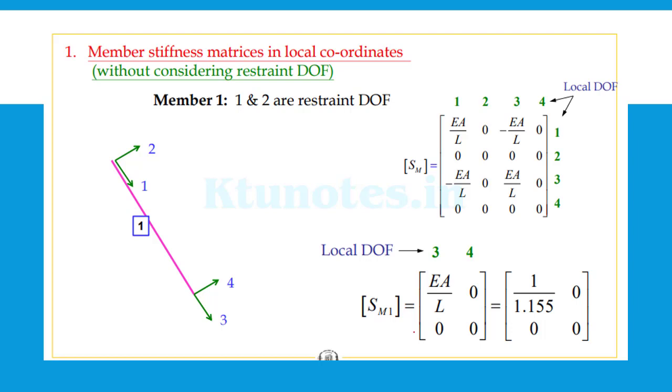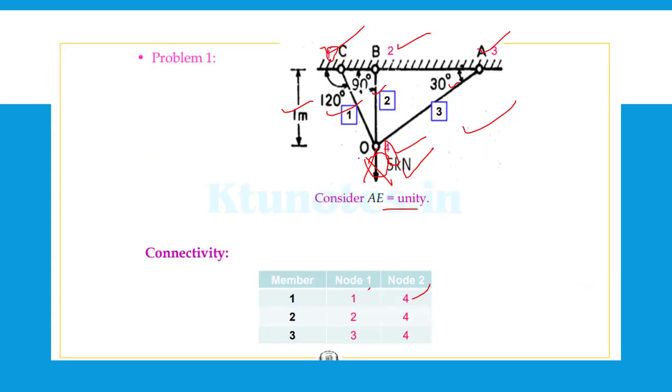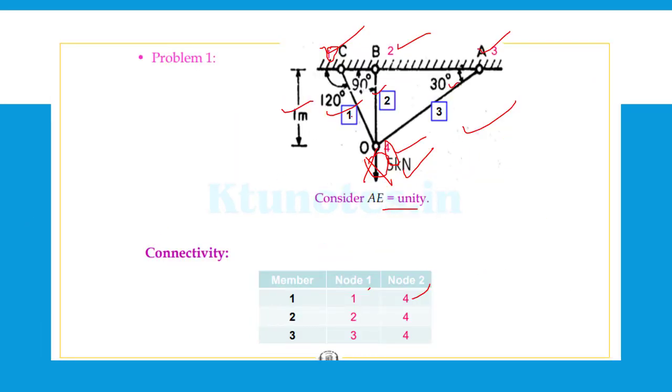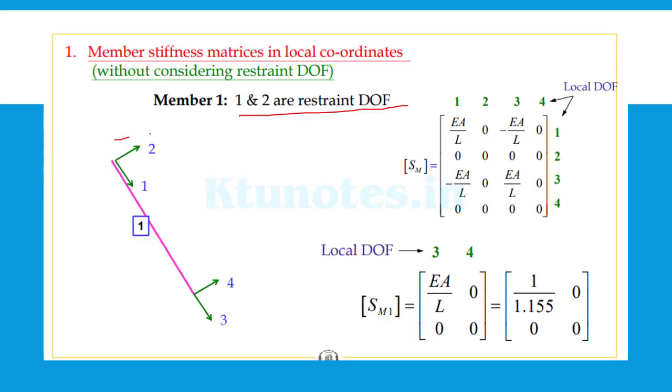Now you know the member stiffness matrix in the local coordinate, without considering the restrained degrees of freedom. For member 1, degrees of freedom 1 and 2 are restrained. The topmost point is tied to the support, so there is no movement at node 1. Only movement will be at O, which is the 4th node, so we should have only the movements 3 and 4.